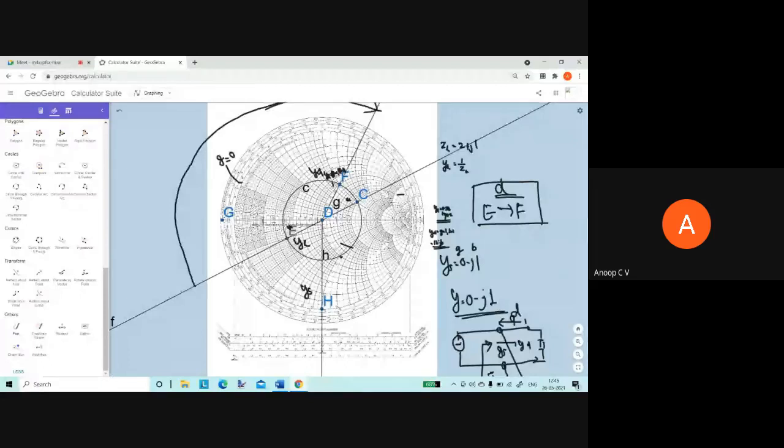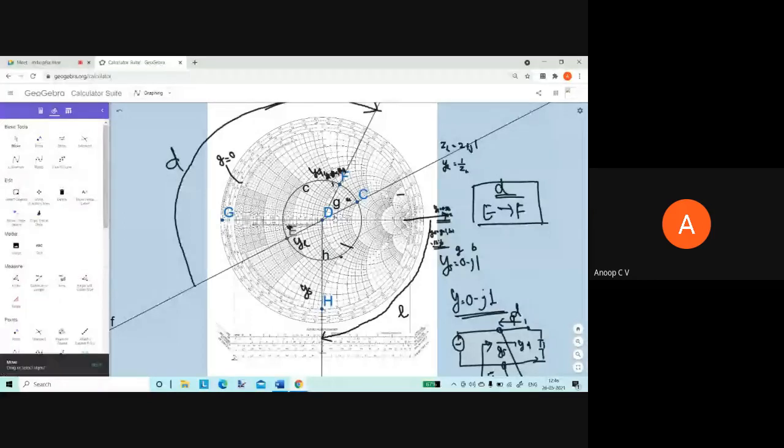And then what will be L? L will be nothing but the distance from the short circuit point. So this is the short circuit point. Distance from short circuit point to YS. This will be L and this is D. We'll try to find out what is D and L. For that, I should zoom in and mark the points corresponding to these.